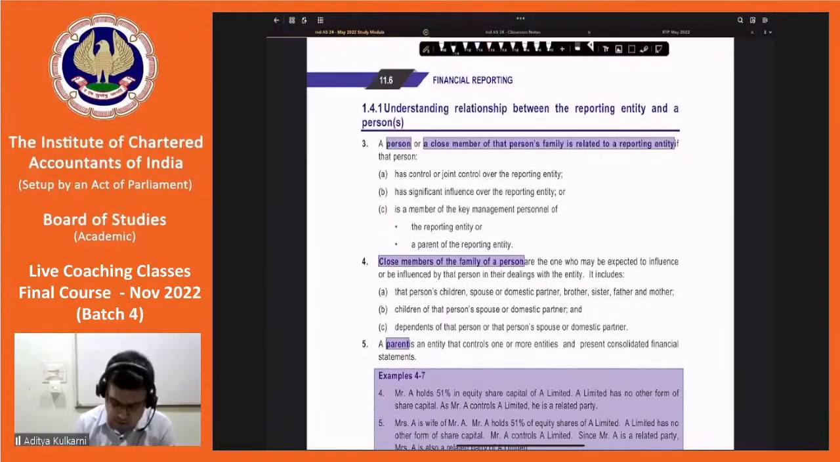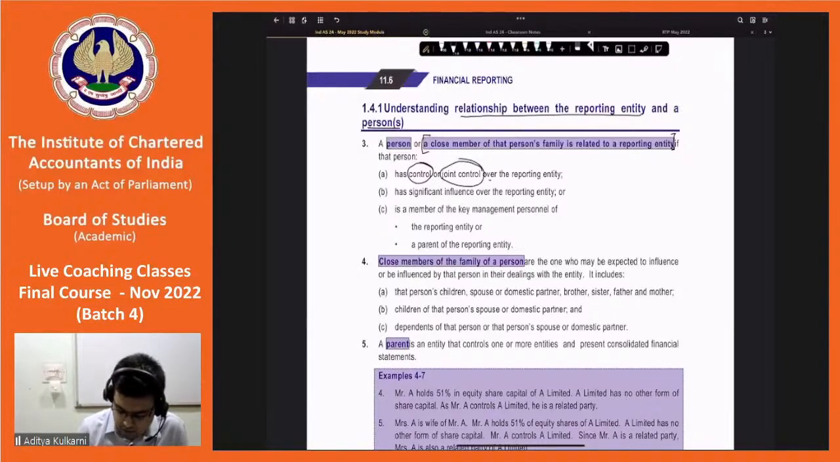Okay. So now, relationship between the reporting entity and a person or persons. So this is what we are discussing now. What is the clause saying? A person, for now you forget this clause member. A person is related to a reporting entity if that person has control or a joint control over the reporting entity. Okay. So simple thing.